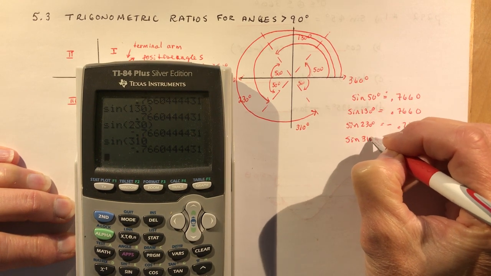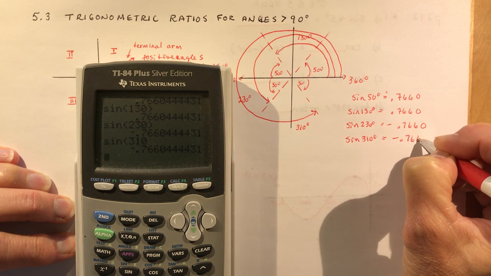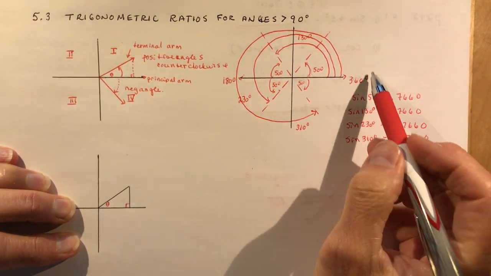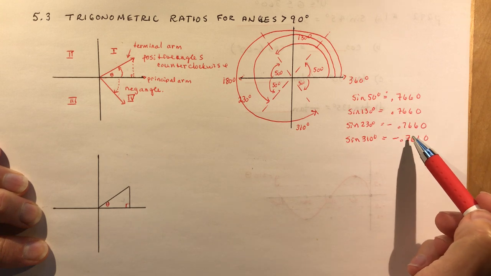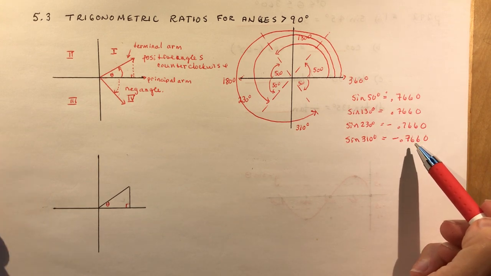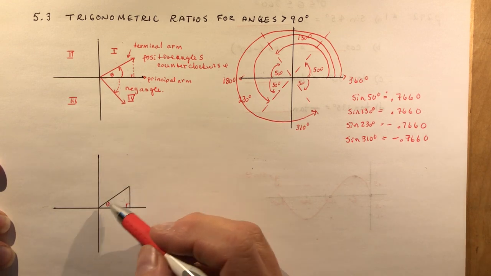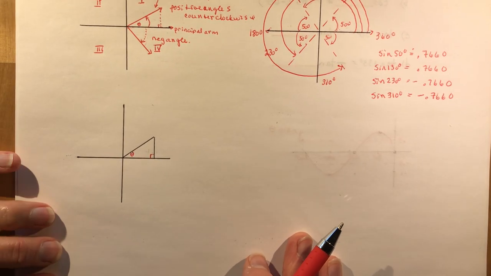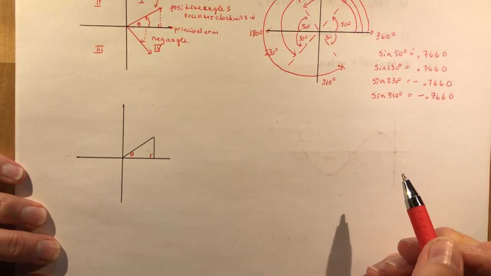So as you can see, as we went around the circle, we had two positive answers and two negative answers. And that's what's going to happen. And we want to explore, why does this happen? Why are some of them positive and some of them negative? So first I'm going to explain it to you by using another table here. We're going to take a look at how we explain sine, cosine, and tangent in these quadrants. So that's your little investigation that you would have done in 5.3.